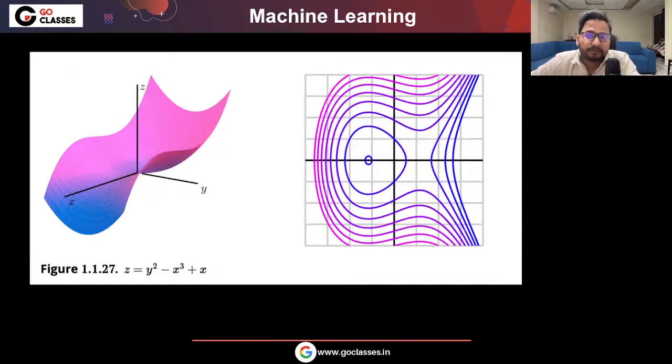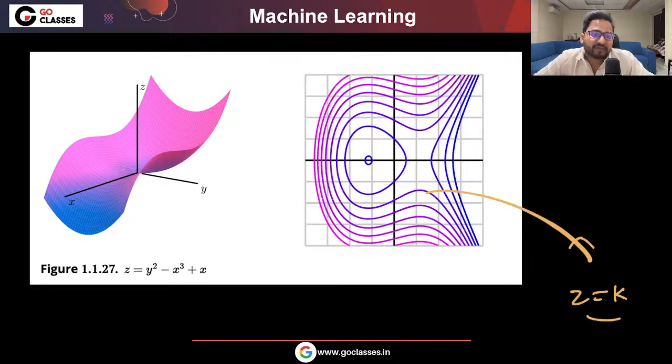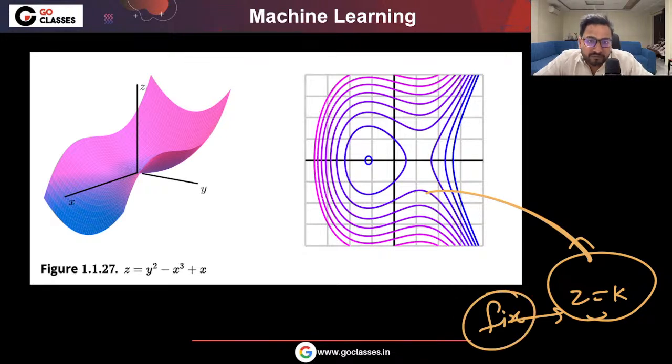Similarly, here we are getting very weird shapes, right? These are the contours. Now, in all of this, one thing is common: one contour line is for one fixed value of z. For one contour line, the value of z is fixed. The value of z doesn't vary. This is a very important property. It is fixed for one contour line, right?